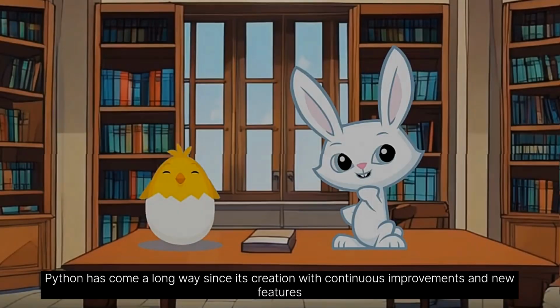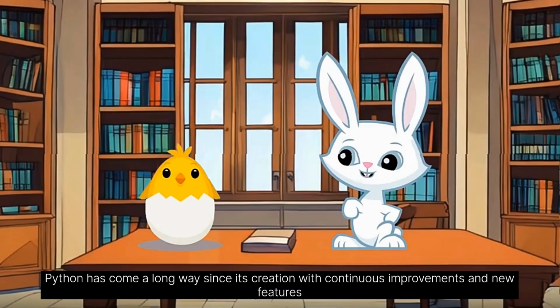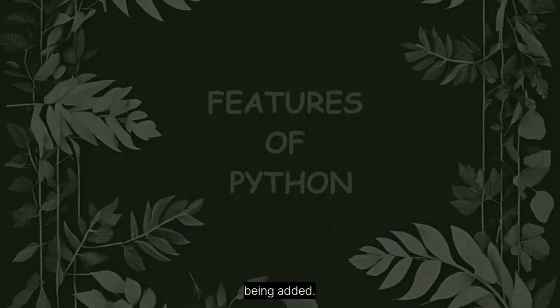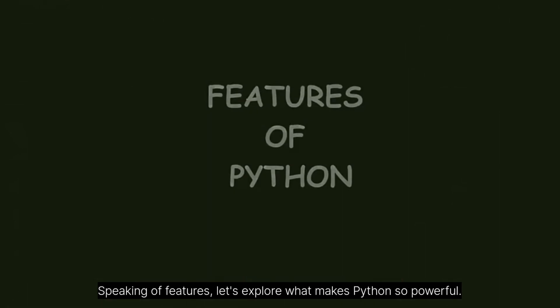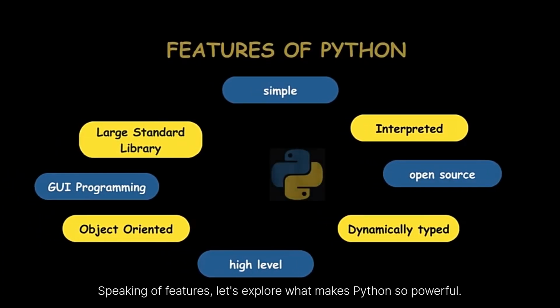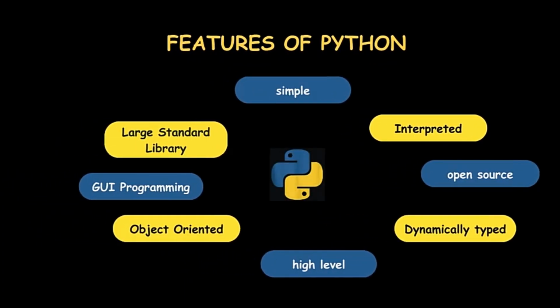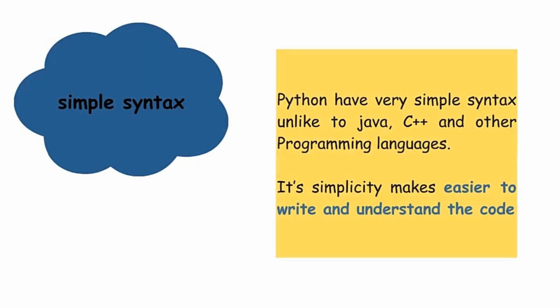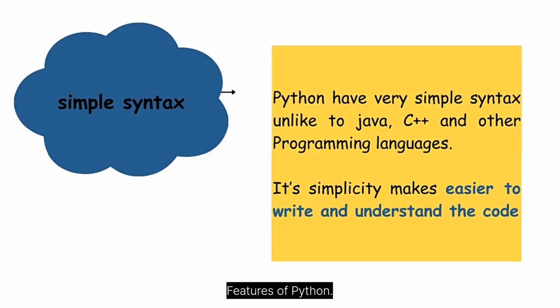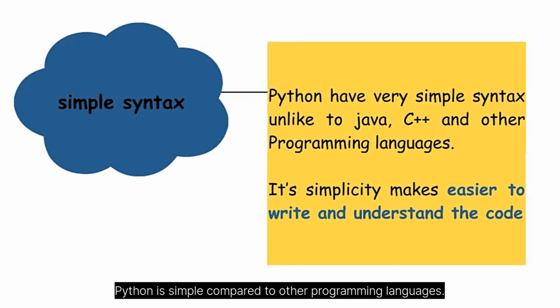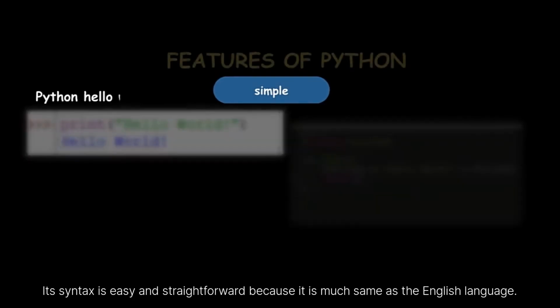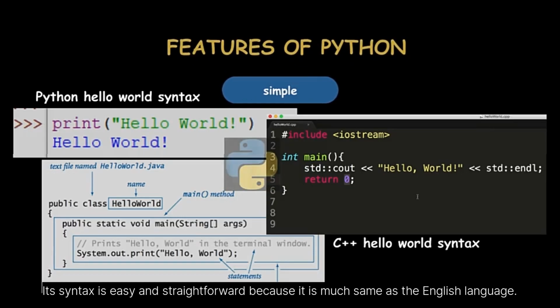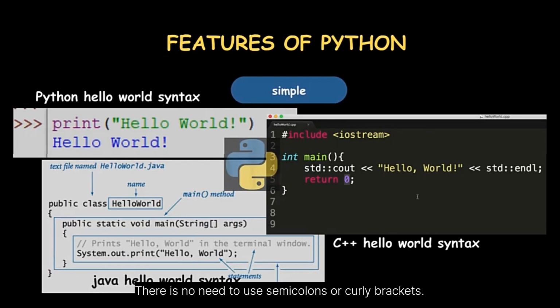Python has come a long way since its creation, with continuous improvements and new features being added. Speaking of features, let's explore what makes Python so powerful. Features of Python. Simple. Python is simple compared to other programming languages. Its syntax is easy and straightforward because it is much the same as the English language. There is no need to use semicolons or curly brackets.